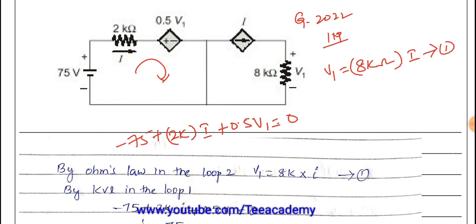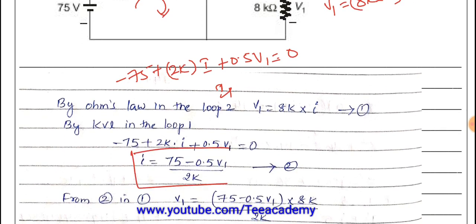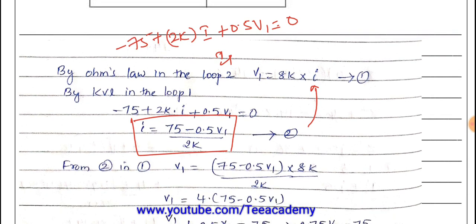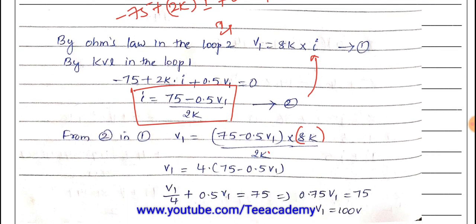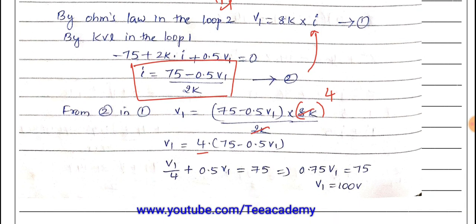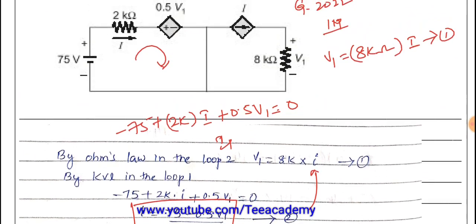Substitute and find the value of I. The I value is found as 75 minus 0.5 V1 divided by 2K. Substitute this into the equation written above. So 2 in 1: V1 is equal to 8 kilo ohms into I value, 75 minus 0.5 V1 divided by 2K. Simplifying, the 2 gets cancelled, leaving 4 into 75 minus 0.5 V1. Again simplifying, V1 by 4 plus 0.5 is equal to 75. Simplifying this, we get V1 is equal to 100 volts for this question.